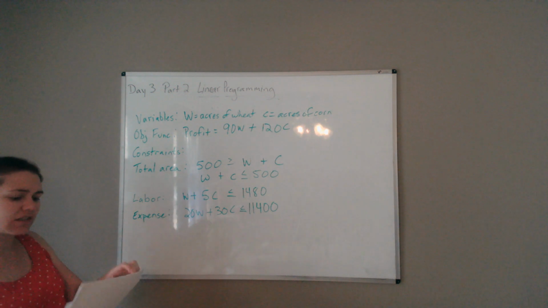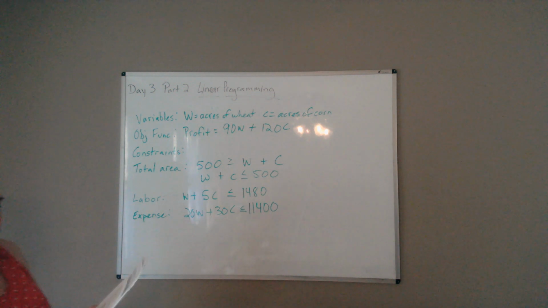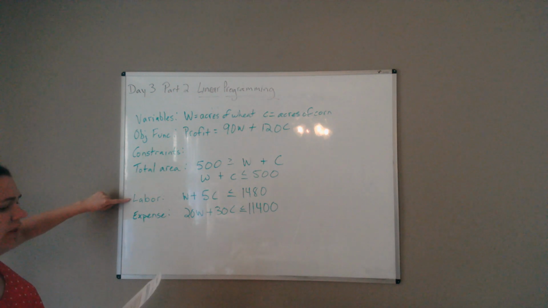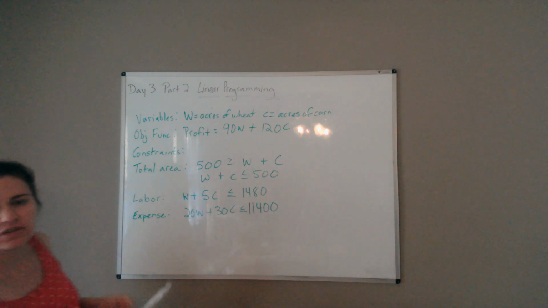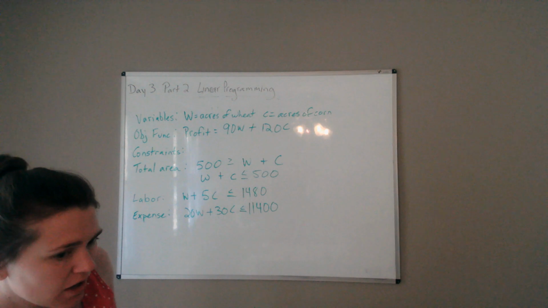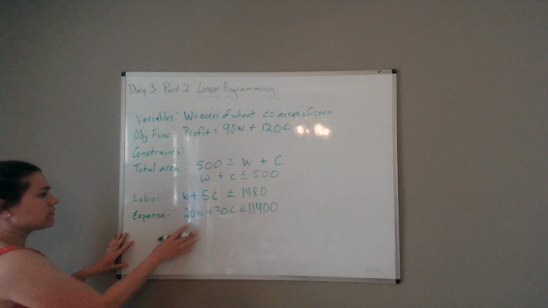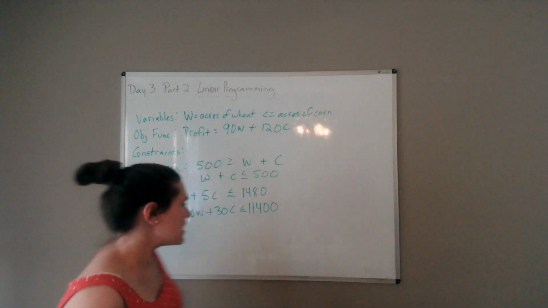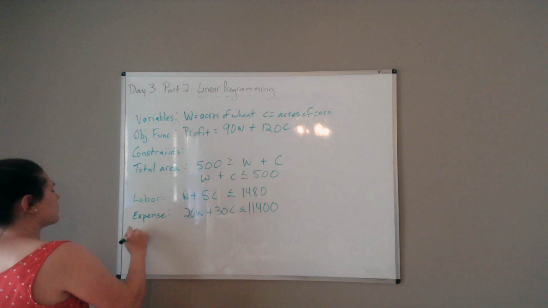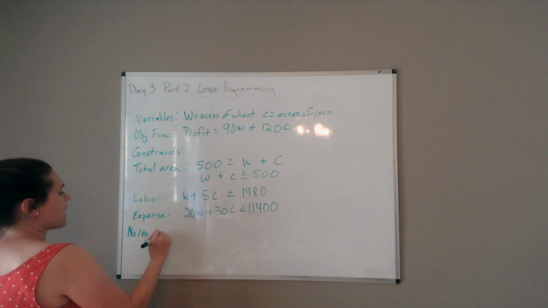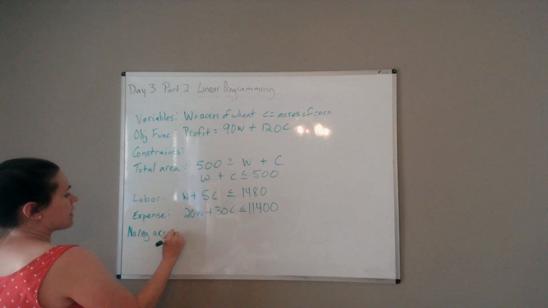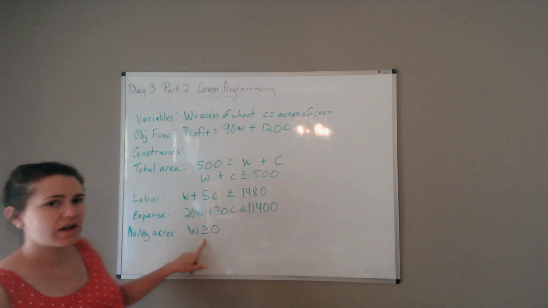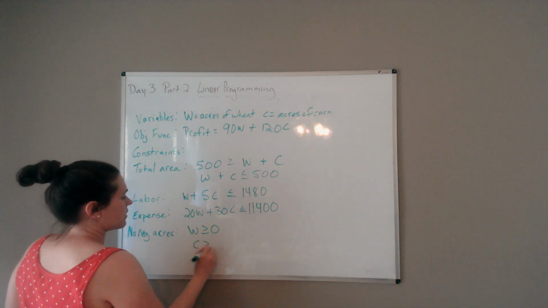Now, if you look at this, you're not going to see anything else, okay? We hit all the constraints. We have a finite amount of land, we have a finite amount of labor, and we have a finite amount of expenses, the amount of money we're allowed to spend. But there's something that you need to put into this problem that is not going to just be out in front of you in the problem. And that is that you can't have negative acres. So what that means is W has to be greater than or equal to 0, and C has to be greater than or equal to 0.